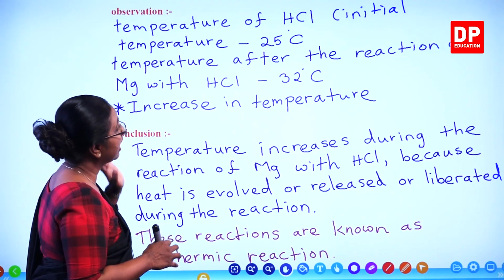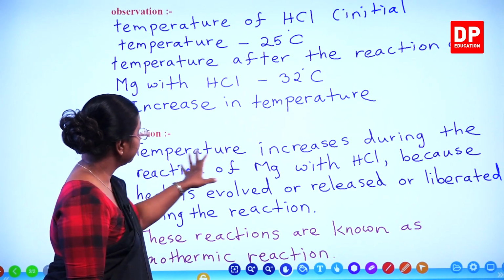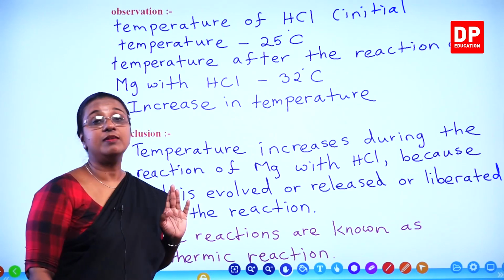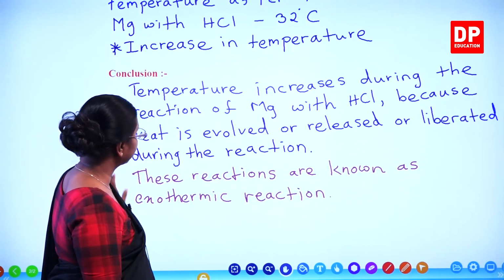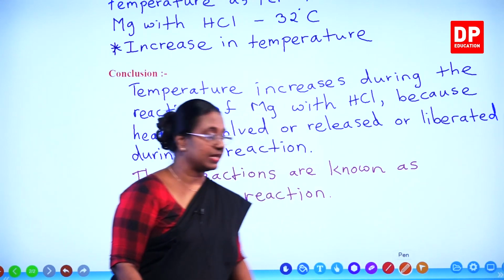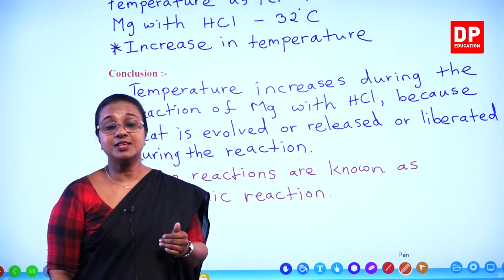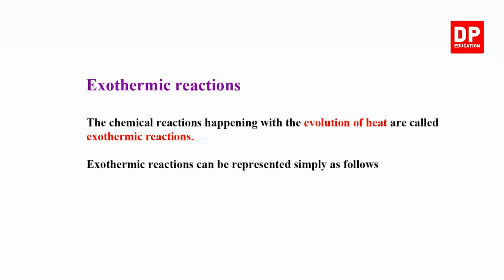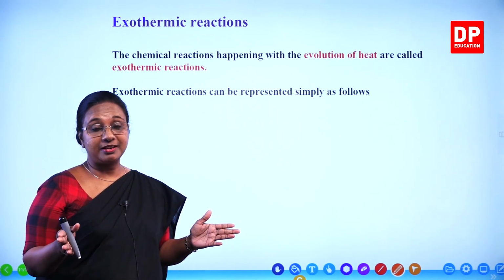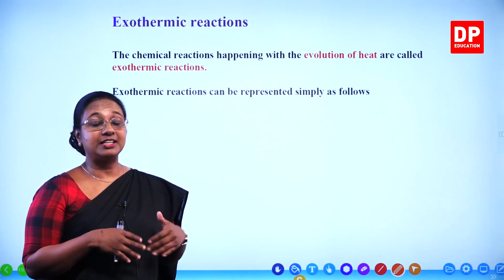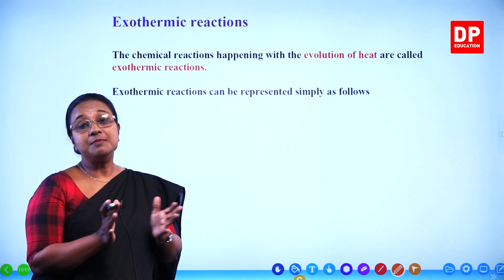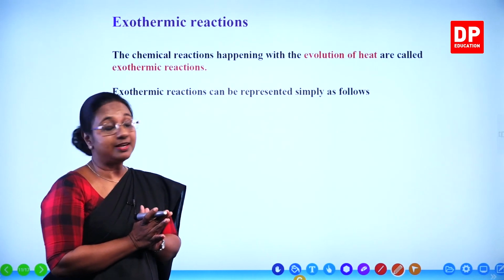So here we saw that there was an increase in temperature, and that means the reaction took place with increase in temperature because there was heat evolved during the reaction. And we call these reactions as exothermic reactions. So with that, we will try to understand what these exothermic reactions are. So exothermic reactions. What we saw before, magnesium reacting with hydrochloric acid is an exothermic reaction. Why? Because the reactants evolve or liberate heat, and that is why the solution as well as the beaker became hot. That is what we observed during the activity.